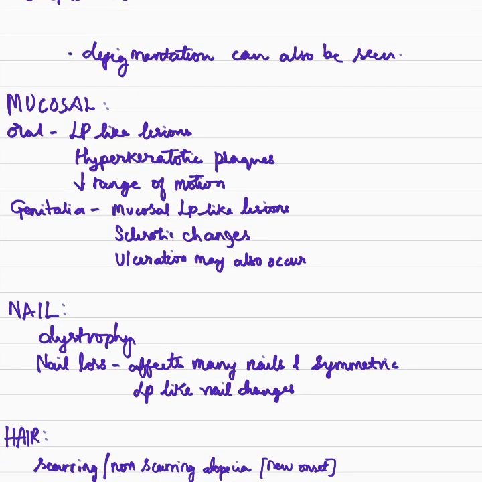Coming to mucosal features, orally we can see lichen planus like lesions or hyperkeratotic plaques, and there is going to be decreased range of motion.